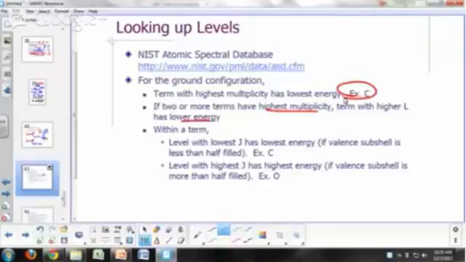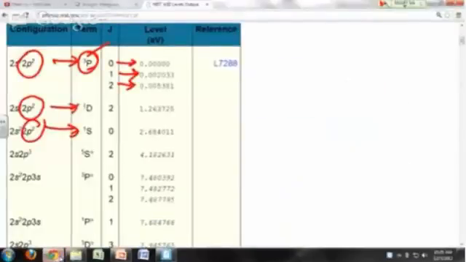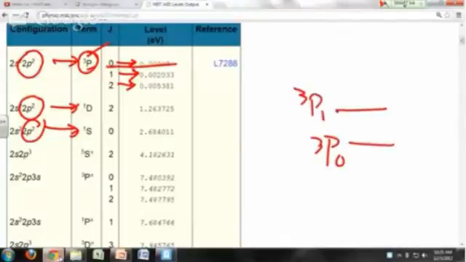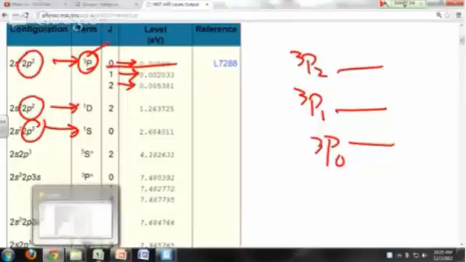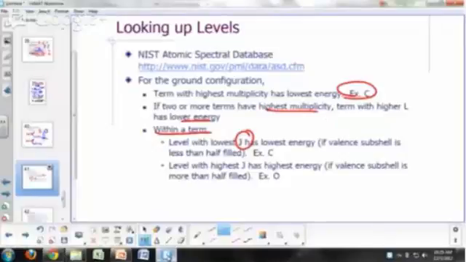One thing you'll also notice is if you have a level, triplet P0 had the lowest energy, so triplet P0 is lower in energy than triplet P1, which is lower in energy than triplet P2. That's generally true if your partially filled subshell is less than half filled. Okay? If it's more than half filled, the order is actually reversed.